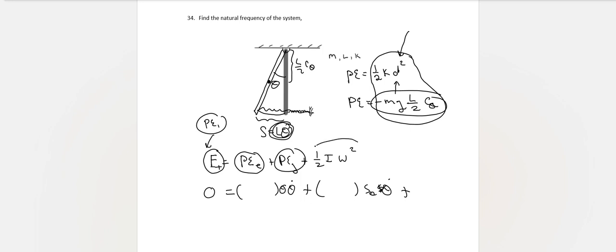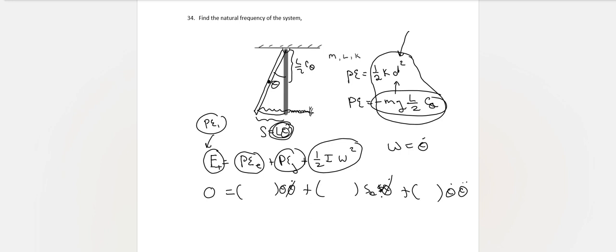Plus, when you differentiate this term, and keep in mind that the omega is theta dot, you're going to get a bunch of stuff. Then you're going to get, I believe, a theta dot term and a theta double dot term out of it. And the theta dots will cancel.